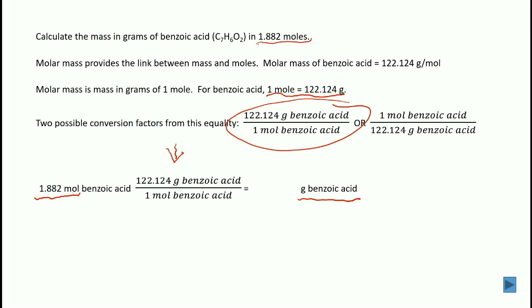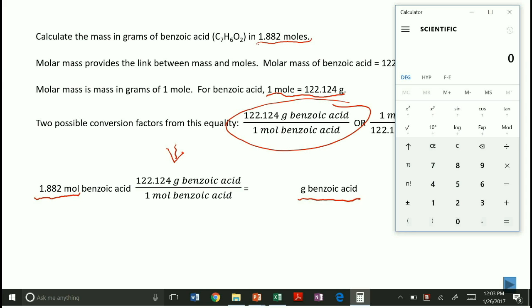Let's go back to our calculator. This time I take 1.882. I want to multiply by 122.124 equals, again, some very long number of digits. I have 229.837368.